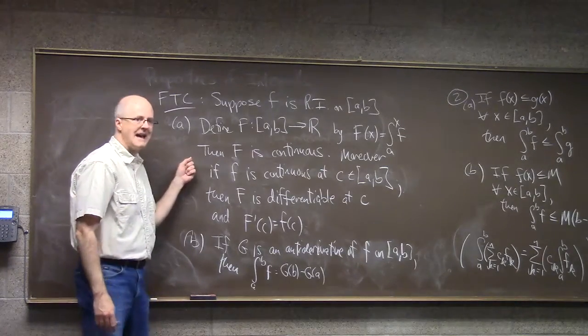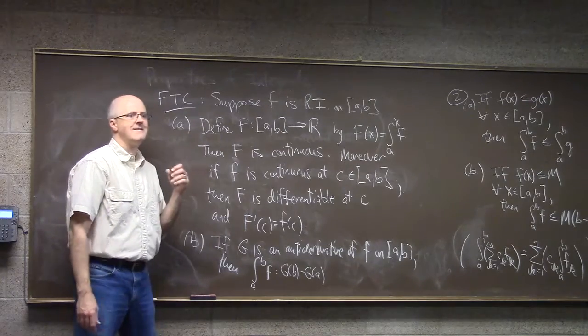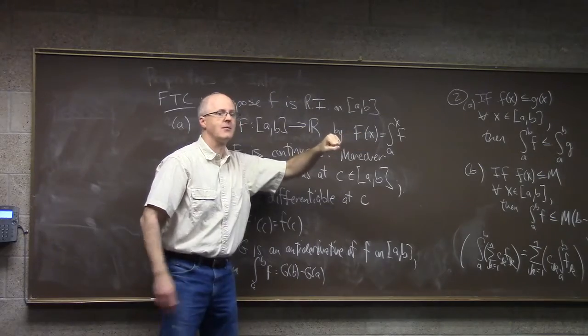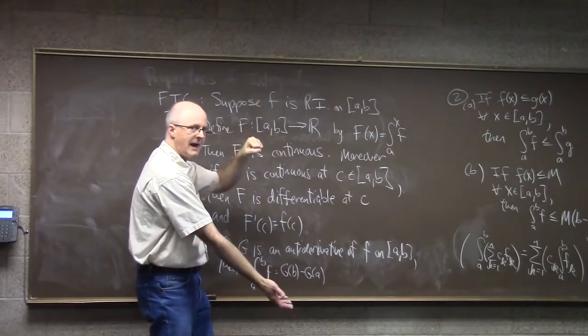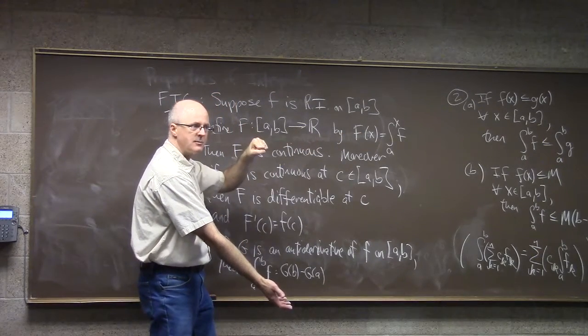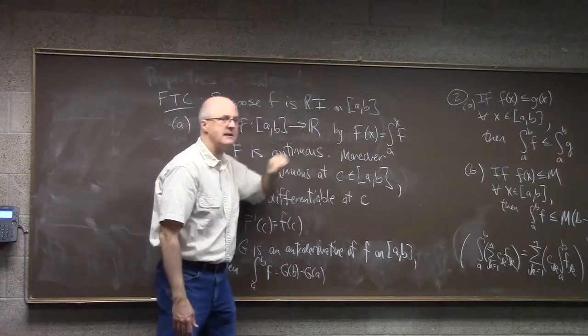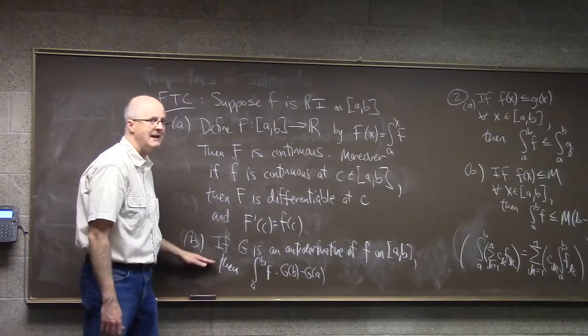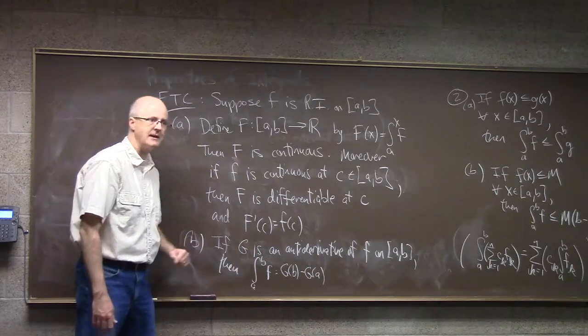Part A says areas, or more precisely signed areas, where you count areas when the graph is below the axis as negative contributions to the integral. Areas can be used to define antiderivatives. Part B is really the flip side. Antiderivatives can be used to find signed areas.